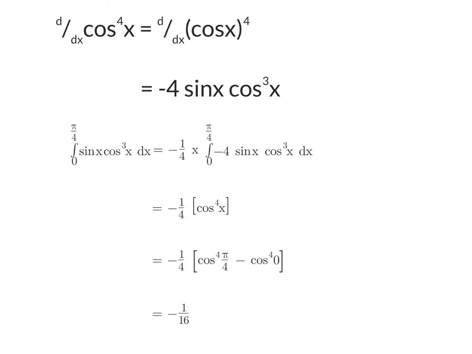We're going to do that between 0 and pi on 4. So we sub in pi on 4 minus subbing in 0. Cos of pi on 4 is 1 on root 2. When you do that to the power of 4, you end up with a quarter. Times that by the minus a quarter out the front and you get minus 1/16.